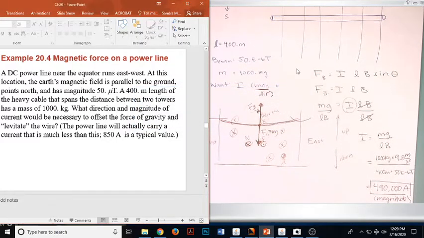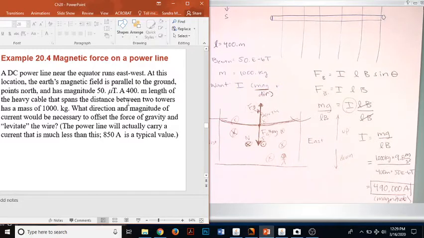Okay, so now let's figure out the direction of this. We'll check sig figs to make sure. I have 2 sig figs written here. And when I go look on the computer, I see that the 50 microtesla has 2 sig figs. This one has 3. This one has 4. So we are going to go with the smallest number of sig figs, which is 2. So rounding that to 2 sig figs.